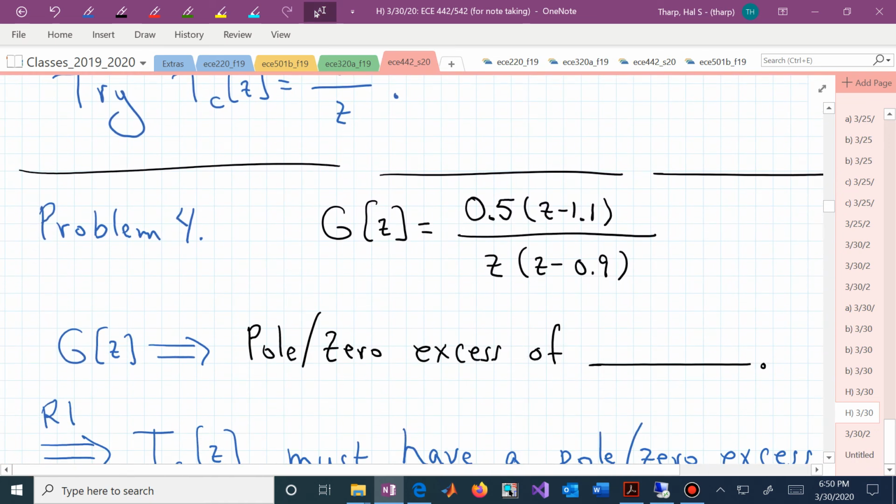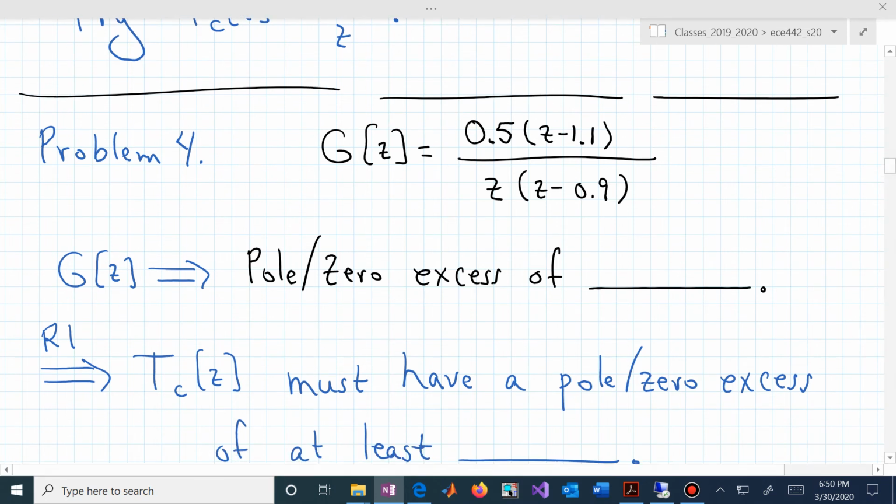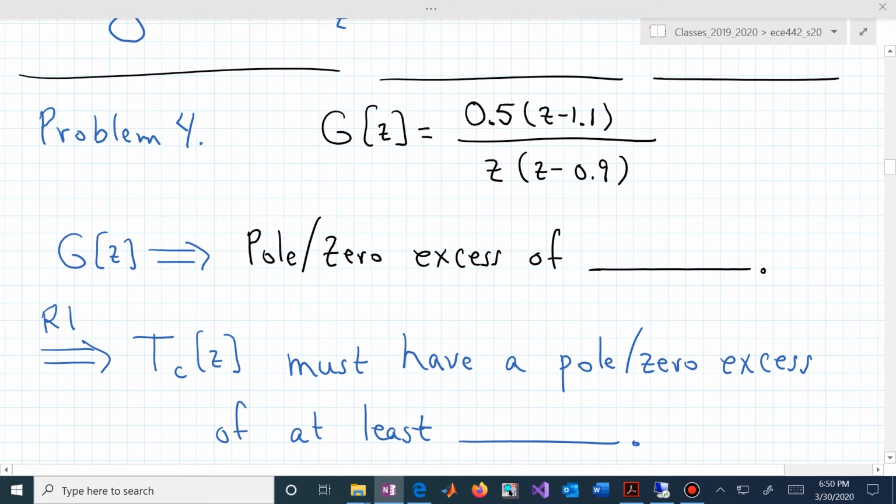Problem 4. Now you're given a system that actually has, let me not get ahead of myself. G of Z has a pole zero excess of, how many poles do you have? You actually have 2. If you now had something like that, you would have 3 poles. If in fact you had a 2 and a 3, then you would have 5 poles.